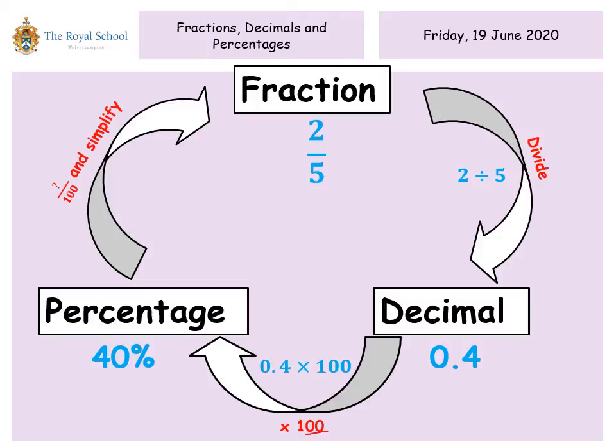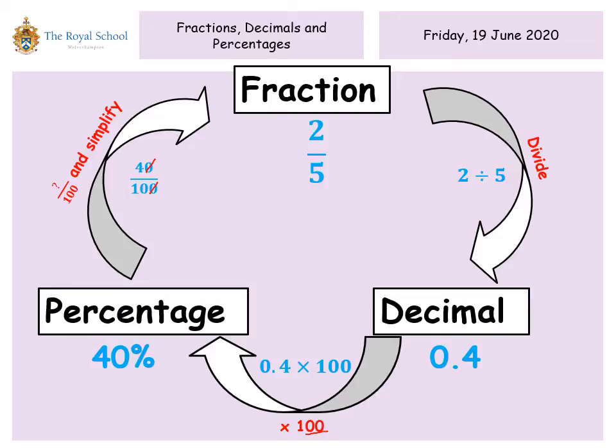And then to turn that percentage back into a fraction, we're going to put that percentage over 100 and simplify. So the percentage was 40, so we do 40 over 100, and then we need to cancel down that fraction as much as we can. So we can see here we can divide both numbers by 10, and that gives us 4/10. Then we can divide both numbers by 2, and that gives us our 2/5 again as our fully simplified fraction. That's the process we're going to follow to change between these.